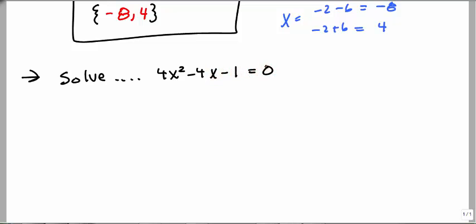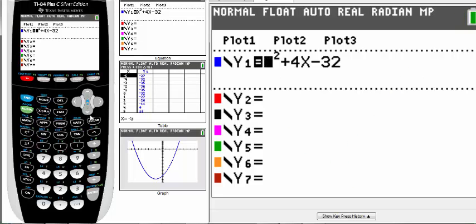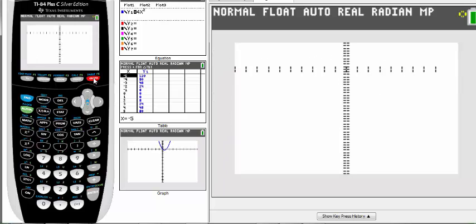So if you want to, you could try and factor this. I'm going to graph it, of course, right away because I want to see what my solutions might be, 0, 1, or 2. 4x squared minus 4x minus 1. So hit y equal, and clear. 4x squared minus 4x, and then minus 1. And I want to do a quick graph, top right hand corner. We might have to adjust the window.